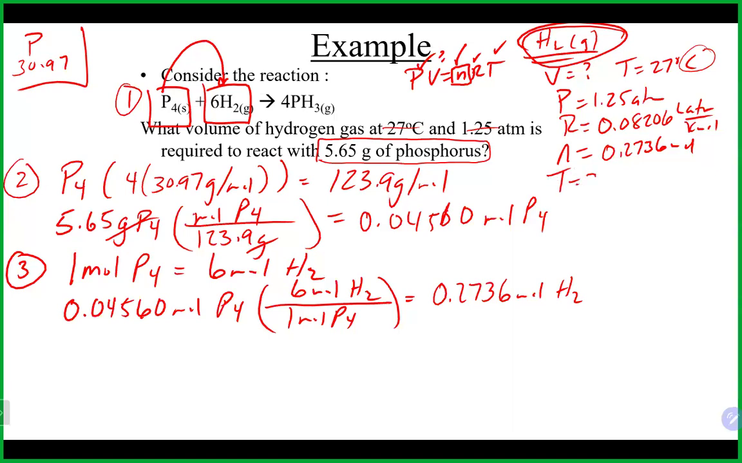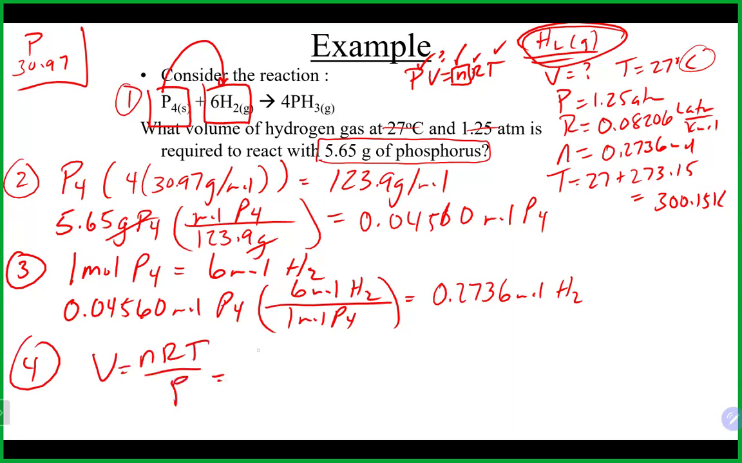In terms of units, everybody's good except for our temperature. So again, a 27 plus a 273.15 is going to get us to 300.15. In this case here, we're going to solve for volume, which is nRT divided by P. Putting in our numbers.